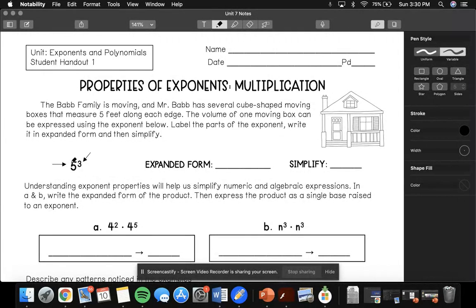Okay, so we would call this 5 raised to the power of 3. So this 5 we call the base. And this little 3 we call the exponent. So just reviewing what an exponent means, 5 to the third expanded means 5 times itself 3 times. So an exponent means the base number multiplied by itself however many times the exponent is, right? Then if we were to simplify this, we could multiply 5 times 5 and get 25. And then multiply 25 times 5 again and get 125.